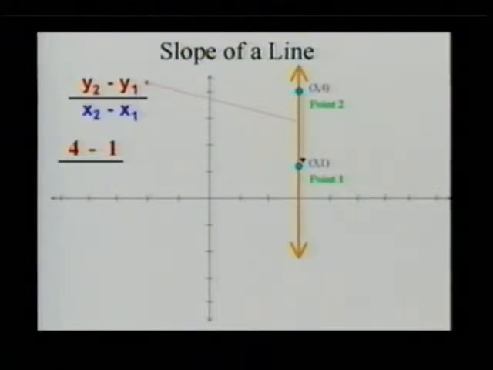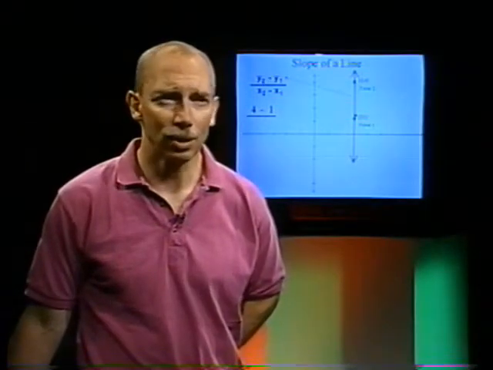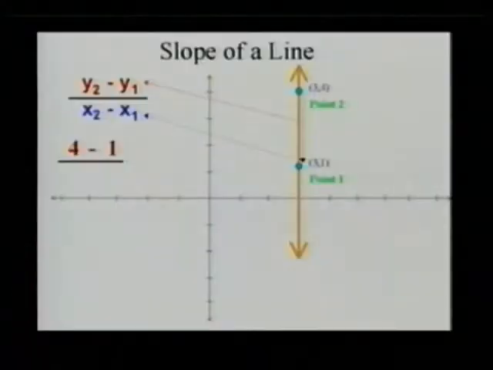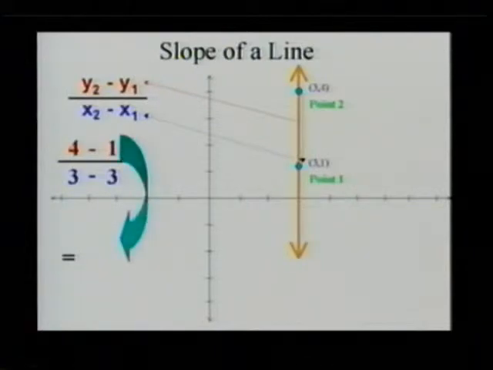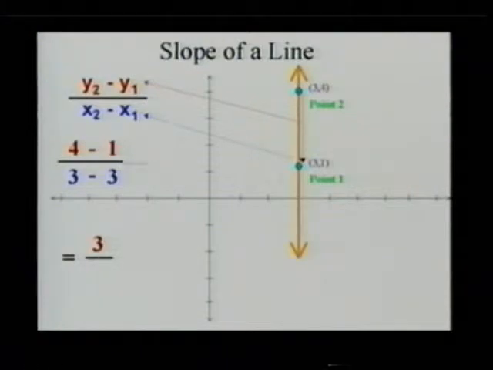Here again, with x, we have to be consistent. The second part, x2 minus x1, we'll get the second part of the second point is 3, and the x part of the first point is 3. And in this case, it will calculate 4 minus 1 is 3, and 3 minus 3 is 0.